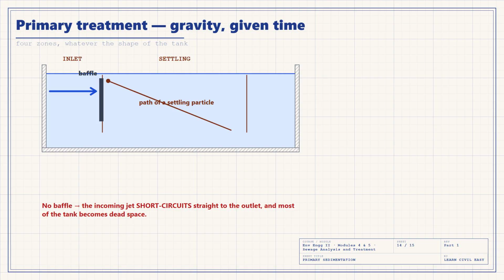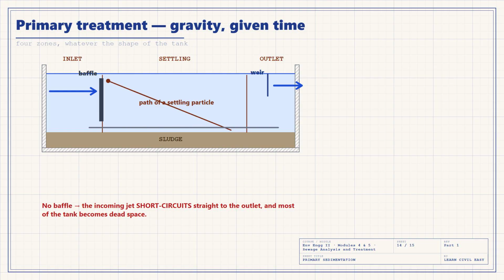The inlet zone, where the incoming flow is spread across the tank and its velocity is killed by a baffle. Leave the baffle out and the incoming jet runs straight to the outlet. Most of the tank becomes dead space and settling fails. That fault has a name: short-circuiting. Use the word.